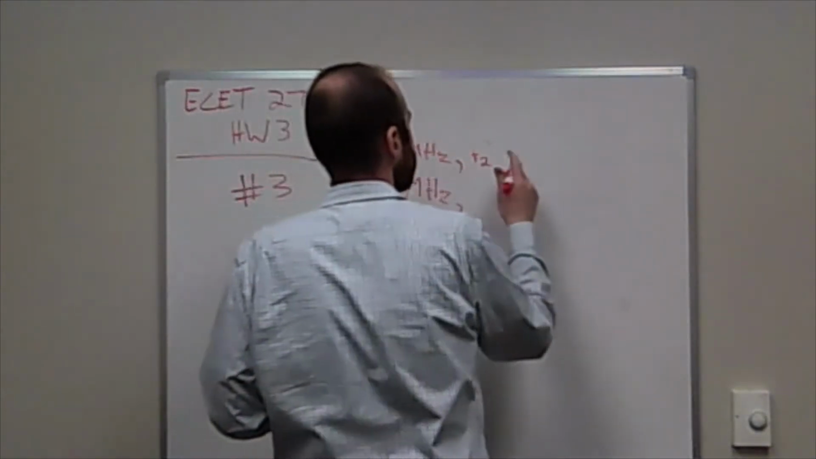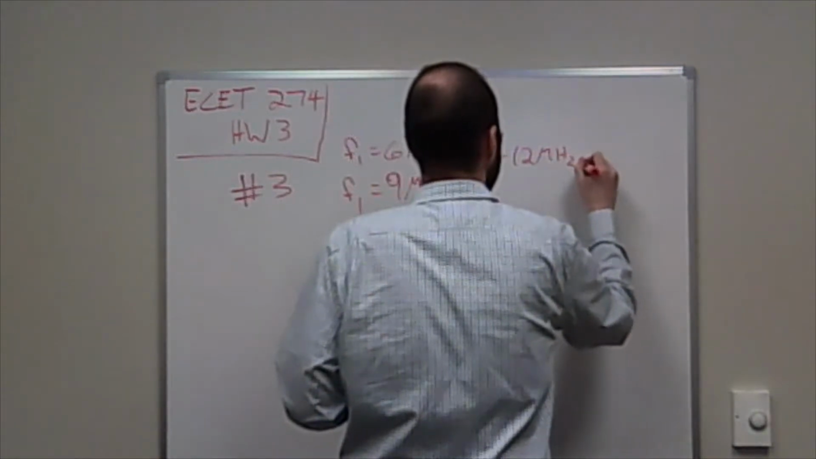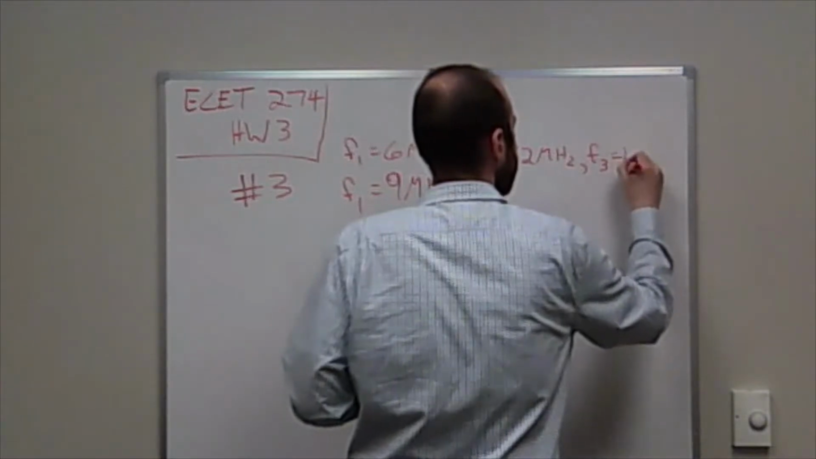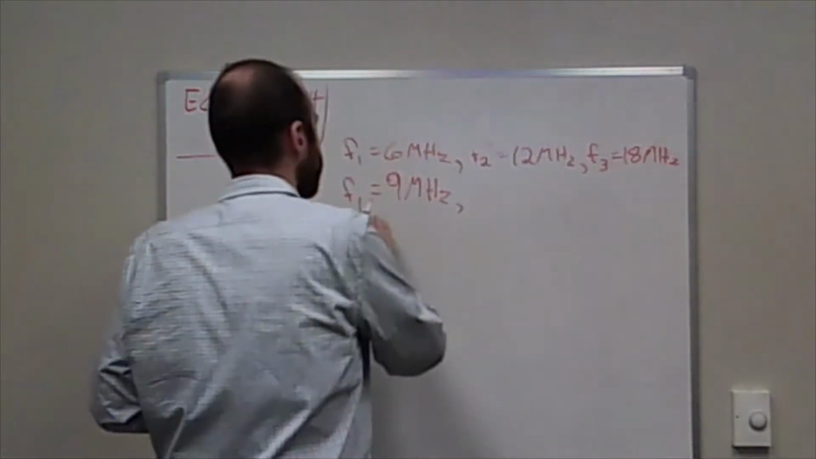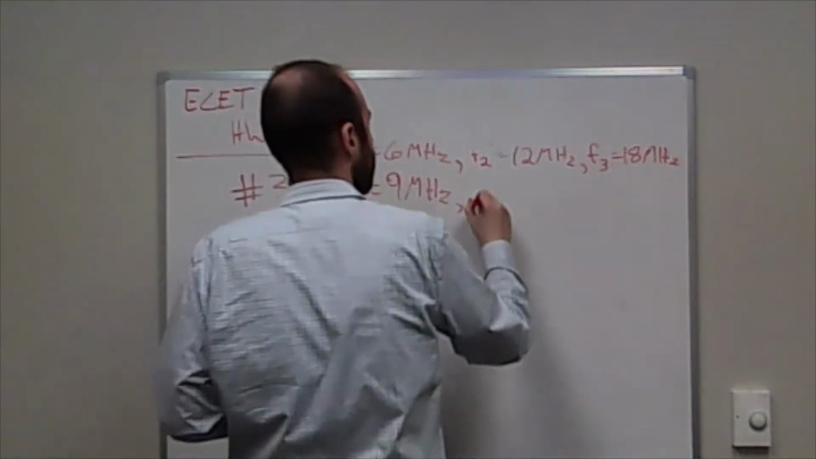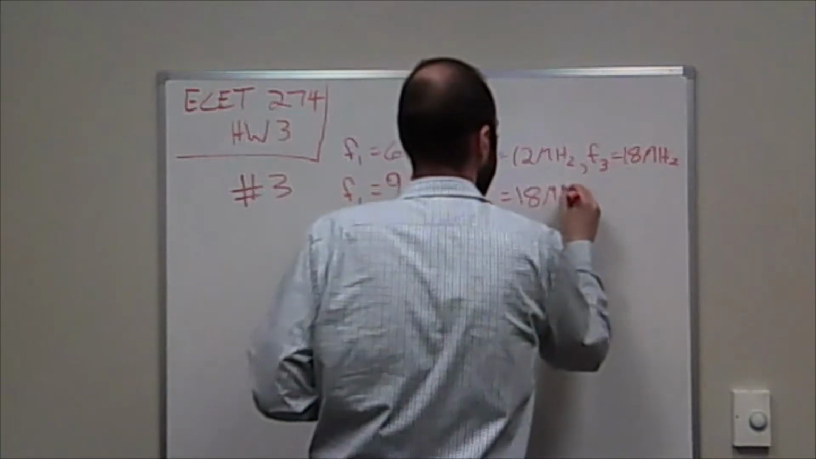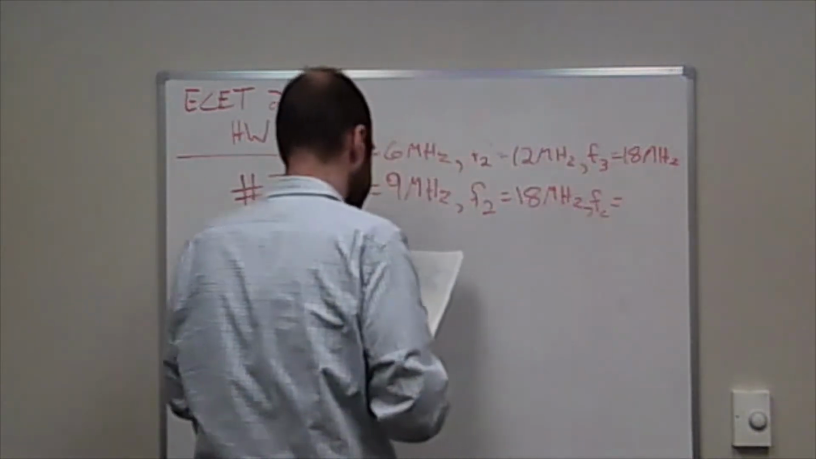So F2 would just be double that. And F3 would be triple. And the same thing for the second signal. Our F2 is going to be double that. And our F3 is going to be triple.